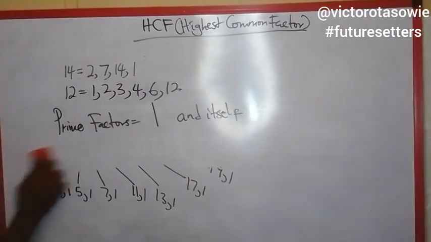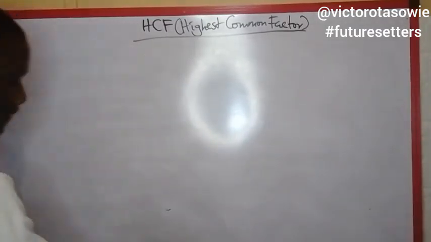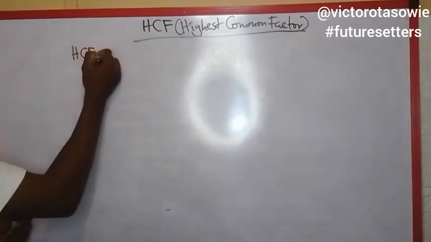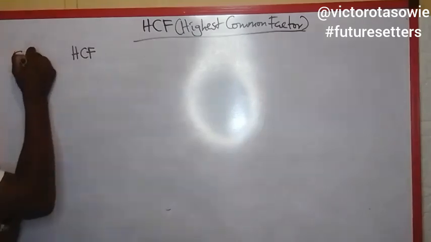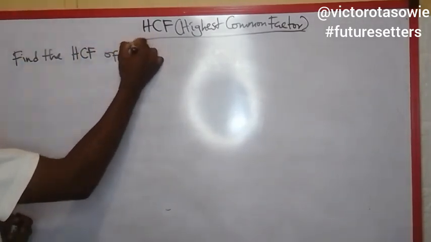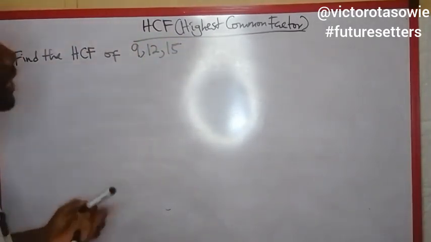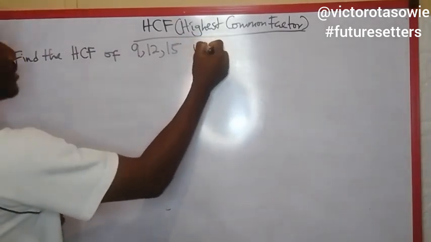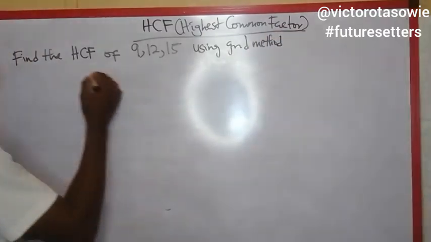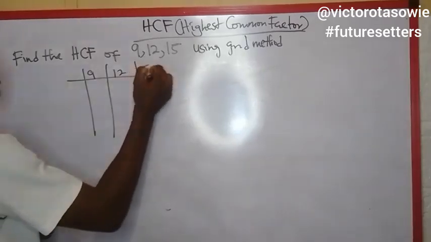Then the next part we are going to analyze now: we are going to start to find the HCF. Let's say we have the question: find the HCF of 9, 12, and 15. To find the HCF of 9, 12, and 15 using the grid method, you are going to write 9, 12, and 15.